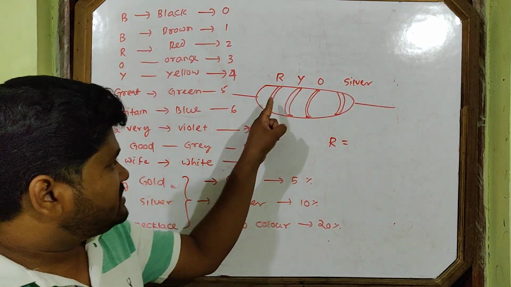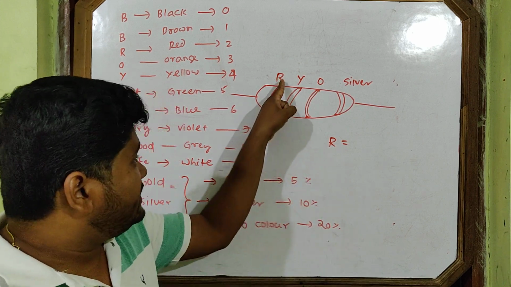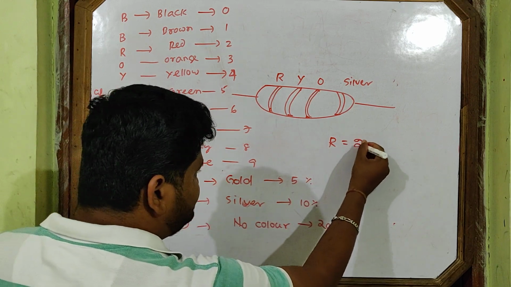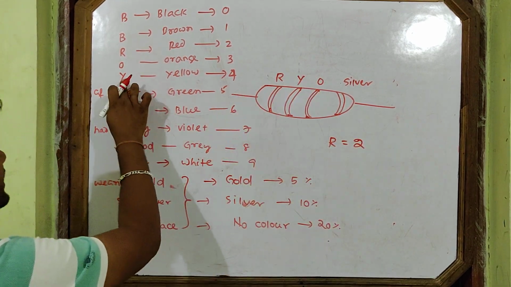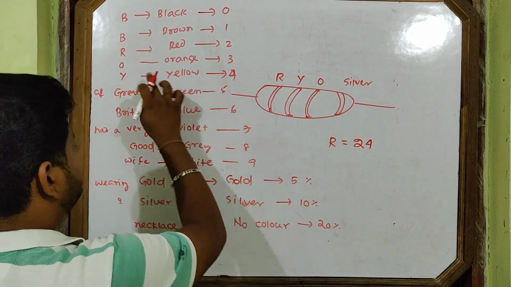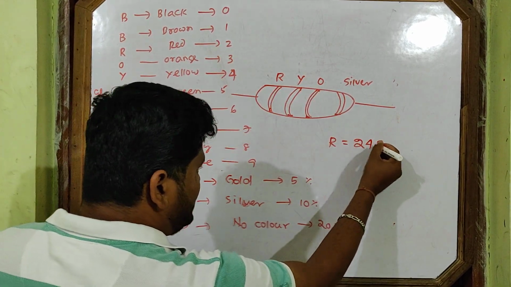Okay, what you do? First color is red. Mark this one, red. Where is red? Red is 2. Write 2. Second color is yellow. Yellow code is 4. Write 4. Third color is orange. 3. Write 3.